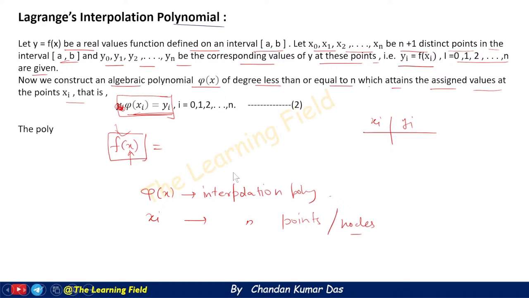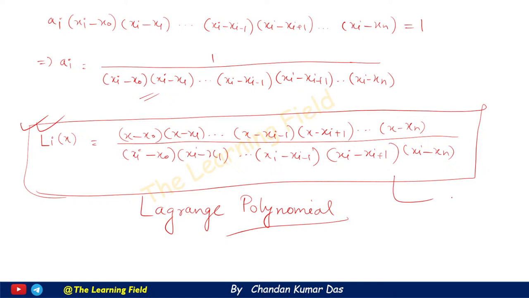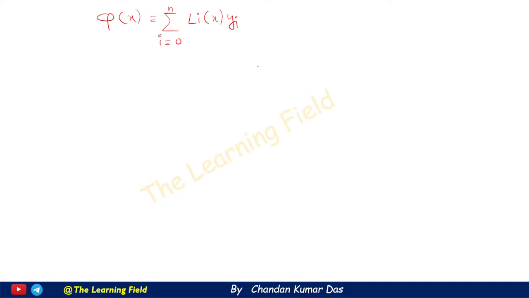Therefore, we already wrote phi of x equal to the summation, i equal to 0 to n, of Li(x) into yi. Now we put in the values, but Li is given by this equation. Suppose this is equation number 3, since I already gave equations 1 and 2. So Li is given by equation 3.